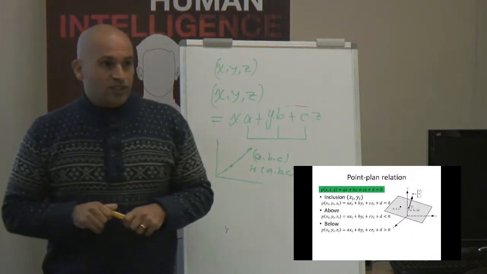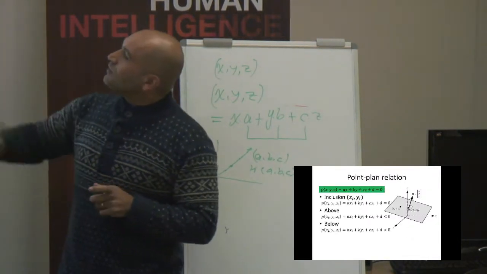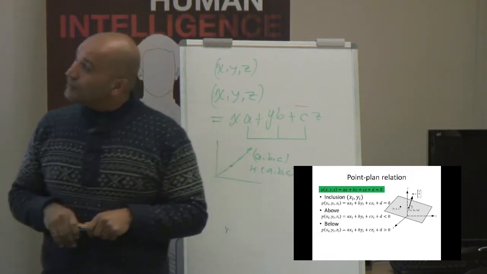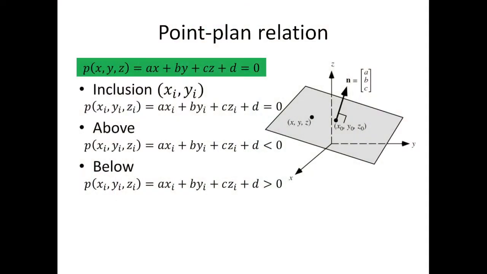The same thing applies with the plane. If we take a point (xi, yi, zi) and plug it in the plane equation p(x, y, z), any point on the plane will give us 0, any point above the plane will give us negative, and below the plane will give us positive. So this is the same thing, but it divides the entire 3D space into 3 classes: points on the plane, above it, and below it.